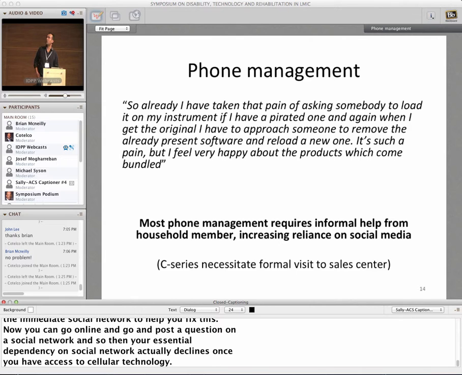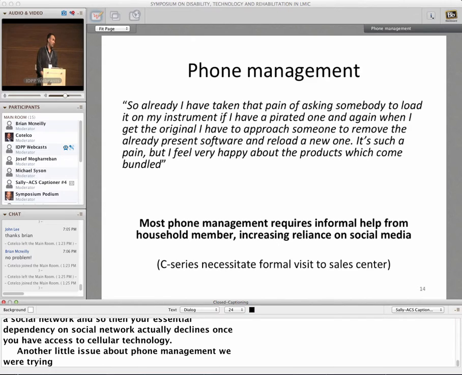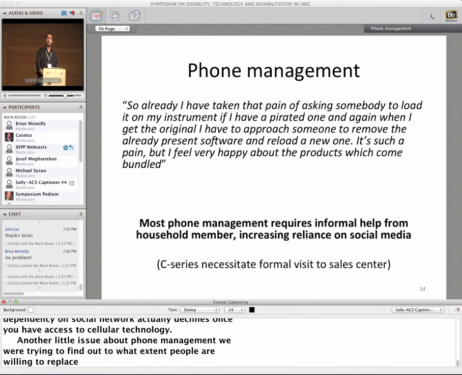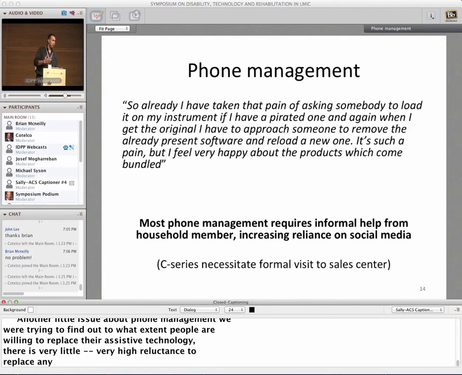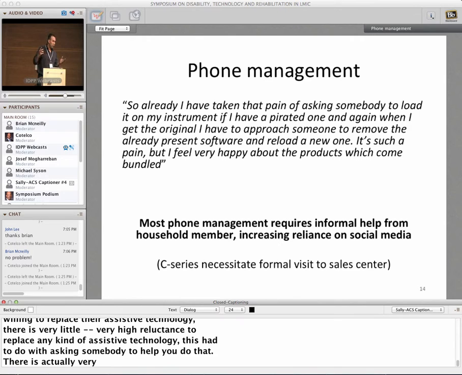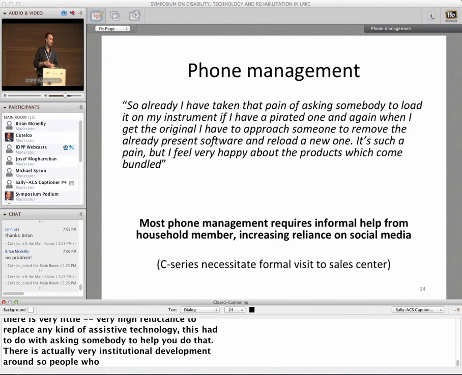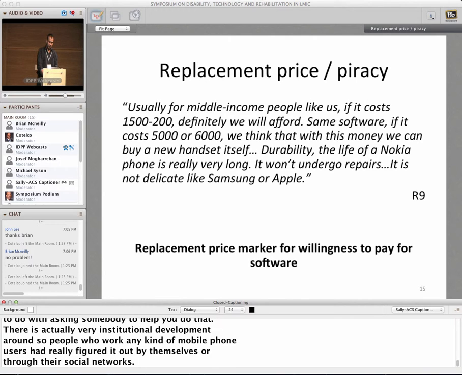Another little issue about phone management: we were trying to find out to what extent people are willing to replace their assistive technology. There was very high reluctance to replace any kind of assistive technology. This had to do with, again, asking somebody to help you do that. There is actually very little institutional development around this, so people who were any kind of mobile phone users had really picked it up more or less by themselves or through their social networks, so people weren't exactly comfortable changing their software.